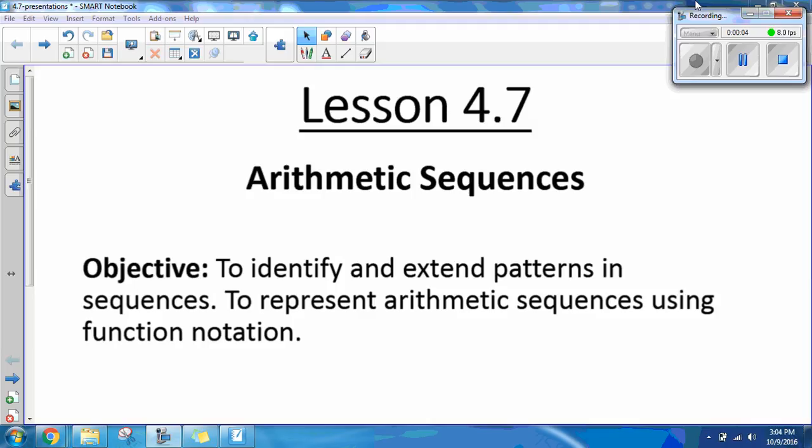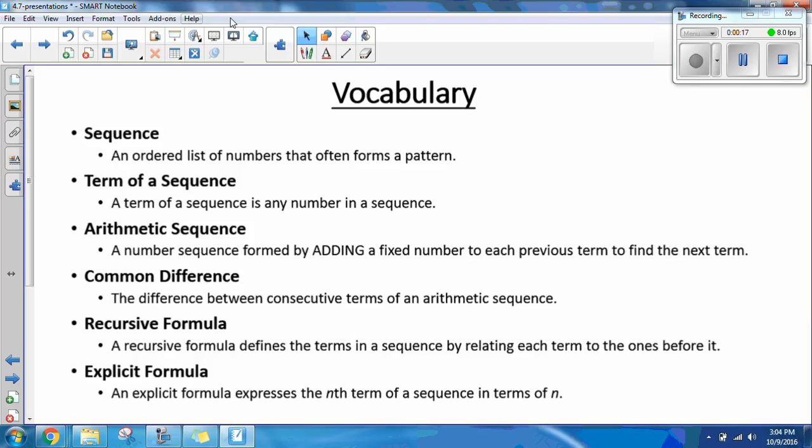This is lesson 4.7, arithmetic sequences. Your objective is to identify and extend patterns in sequences. It is also to represent arithmetic sequences using function notation. Some vocabulary.